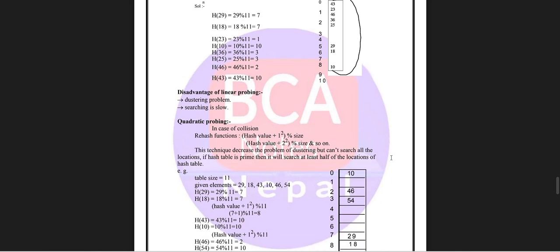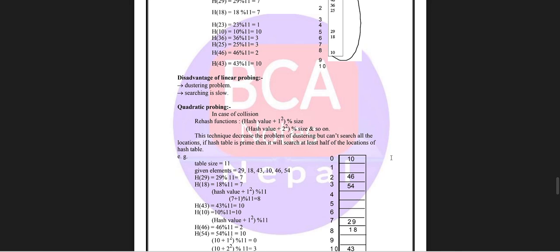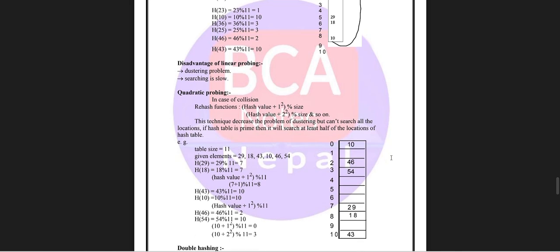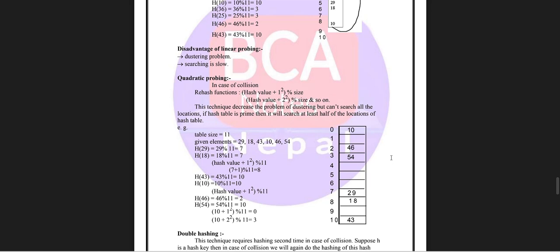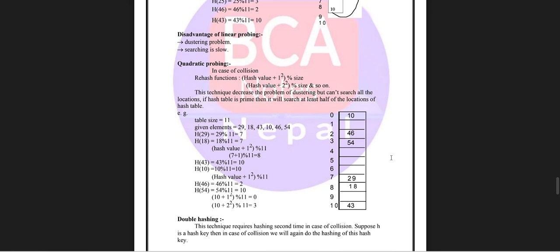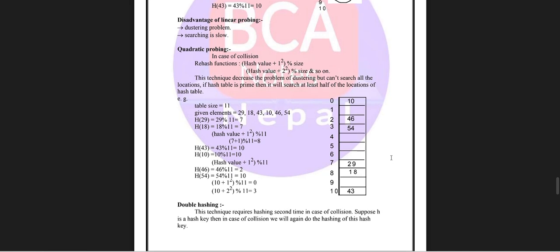Quadratic probing: in case of a collision, the probe function has value 1 squared percentage table size, then 2 squared plus size, and so on. In this technique, table size 11, given elements 29, 18, 43, 10, 46, 54. 29 % 11, 18 % 11 is 7, 7 plus 1 squared % 11 is 8, 43 % 11, 10 % 11, 46 % 11, 54 % 11 is 10, then 10 plus 1 squared % 11 is 0, 10 plus 2 squared % 11.